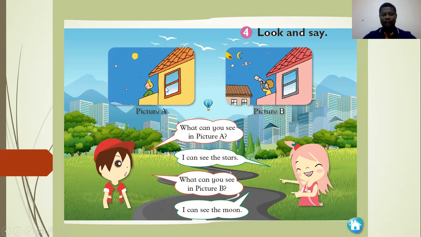So in picture A, I can see the cloud, the moon, and the star. Picture B, what can you see? I can see the moon, the satellite, the star, and the comet. Okay, so that is how we do this activity here. What can you see? I can see there. All right.